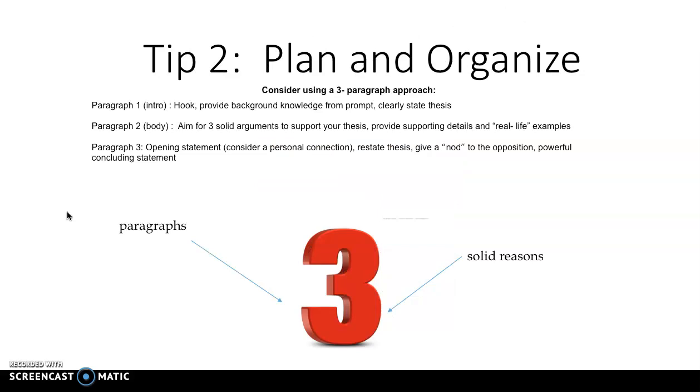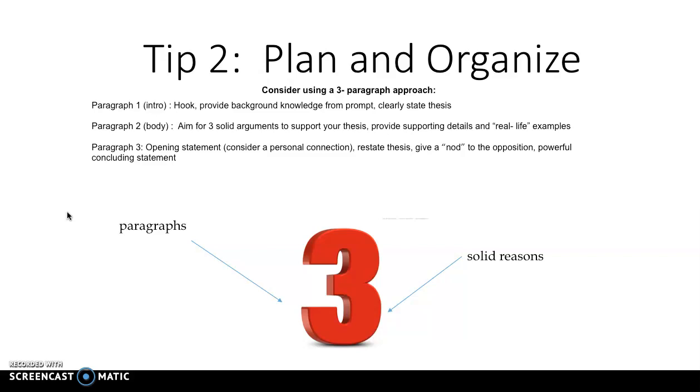Tip 2, plan and organize. Although a formal outline isn't necessary, getting organized is essential. After you've read the directions and the prompt, restate that prompt in your own words. Be sure to understand what the prompt is asking for you to do. For the argumentative essay, always think about your viewpoint and take a mental inventory. What examples or experiences can you relate to this topic? Jot them down. In what order will you arrange these supporting details? Number them.